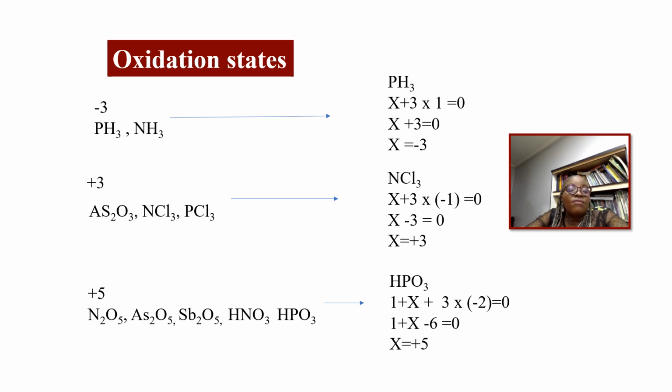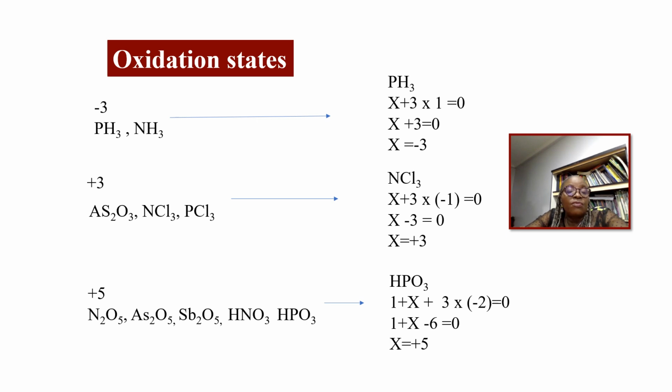We can also find the oxidation state of +5 in some compounds like nitrogen pentoxide, arsenic pentoxide, antimony pentoxide, trioxonitric V acid, and metaphosphoric acid, HPO3. Let us use HPO3 as an example if we are told to find the oxidation state of phosphorus in this compound.